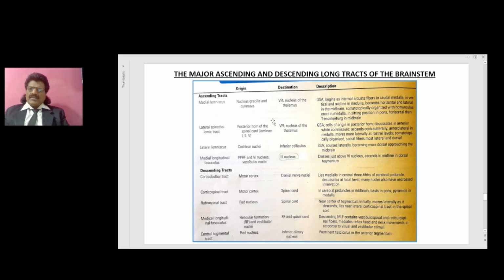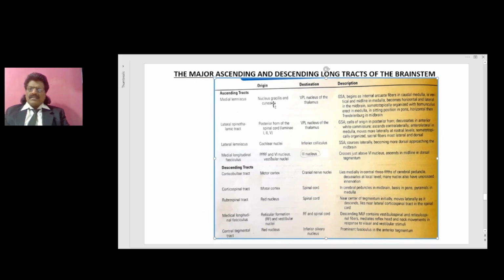So basically you have the major ascending tracts. The medial lemniscus, posterior column, origin is nucleus gracilis and cuneatus, and destination is the ventral posterior nucleus of the thalamus. Lateral spinothalamic tract is concerned with the pain and temperature. Lateral lemniscus is concerned with the auditory, cochlear nuclei to the inferior colliculus. Medial longitudinal fasciculus, PPRF, 6th nerve nucleus, the 3rd nerve nucleus.